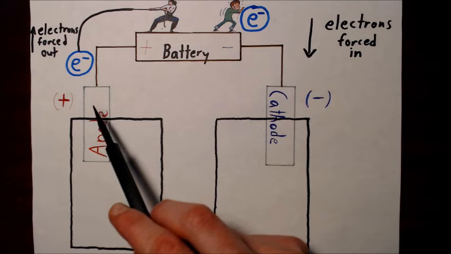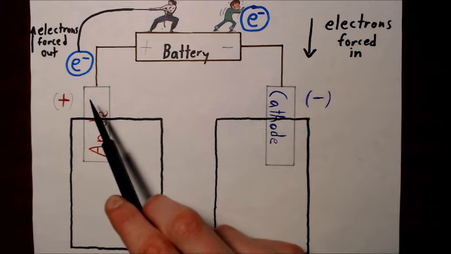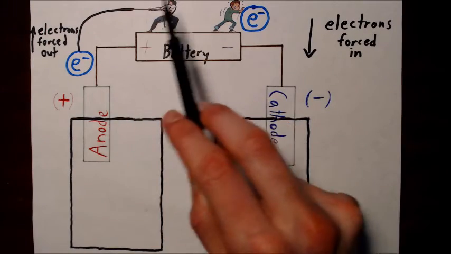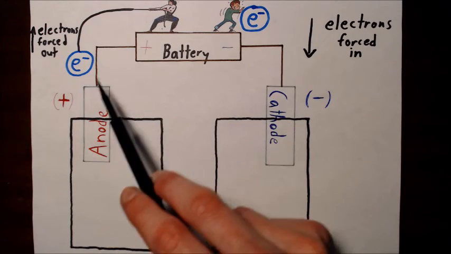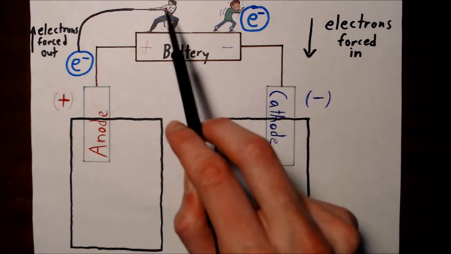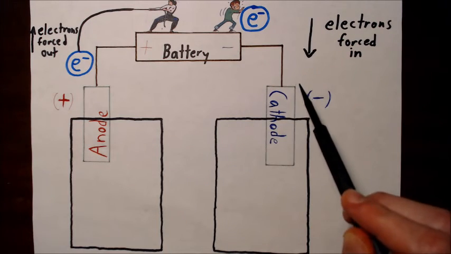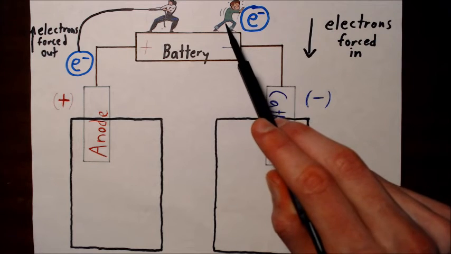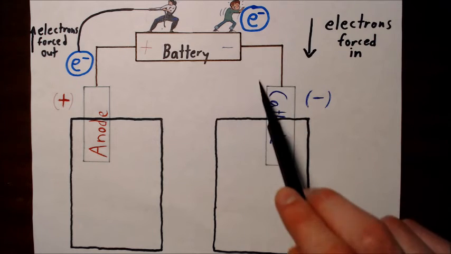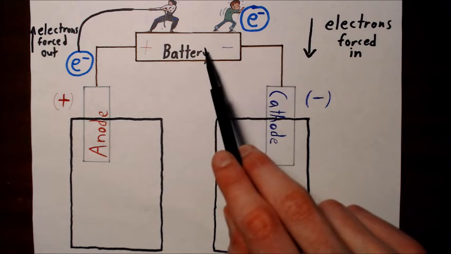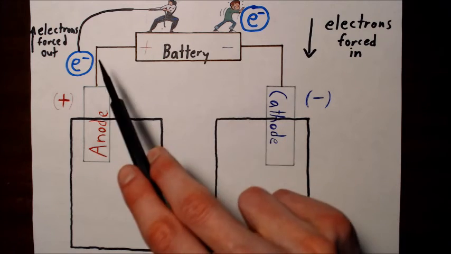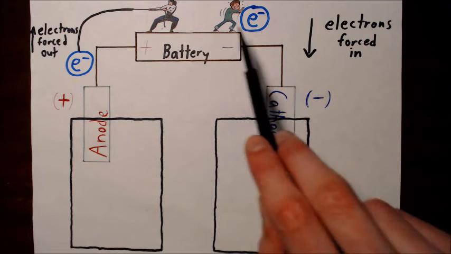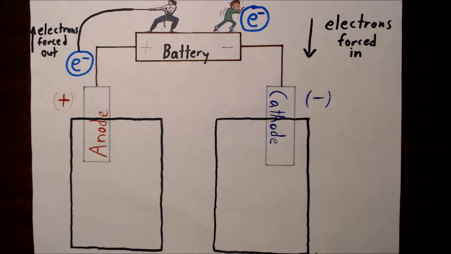So in this case, since this substance does not tend to lose electrons, we need the battery to pull the electrons out of it, to literally force it to lose its electrons. And for the substance that does not tend to accept electrons, we need the battery to push the electrons into it. So the battery provides the energy to pull the electrons out of the anode and to push the electrons into the cathode so that this current could flow and the reaction could happen.